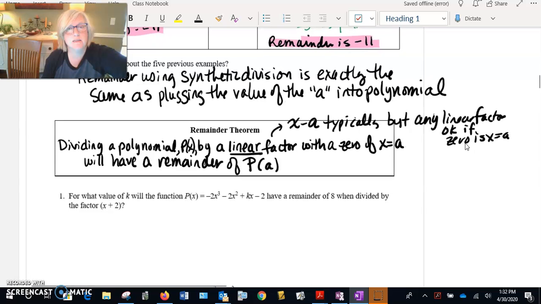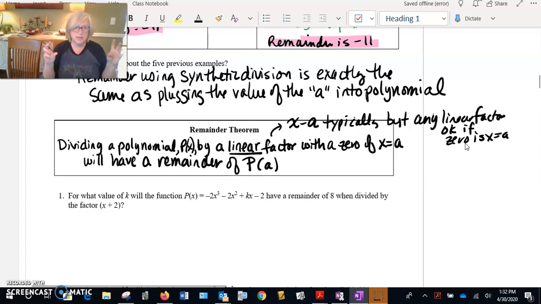Down here in the box is what the technical remainder theorem is. It says dividing a polynomial p of x by any linear factor with a 0 of x equal to a. I showed that x minus a is typically what we're using it for, but it actually works for any linear factor, provided that if you set it equal to 0, it solves and it has a 0 of x equal to a, that the remainder from the division will be exactly the same as p of a.